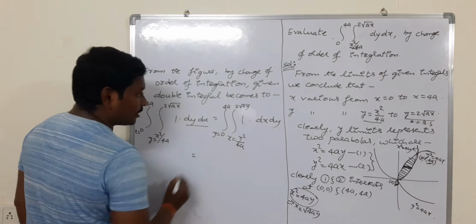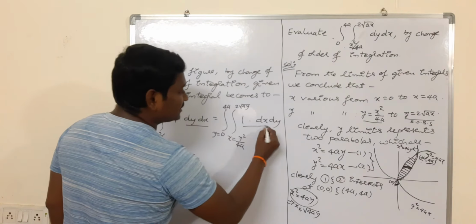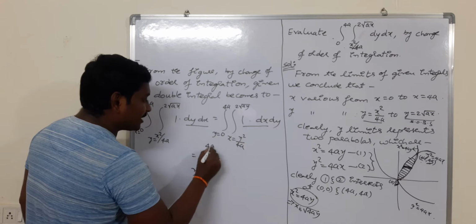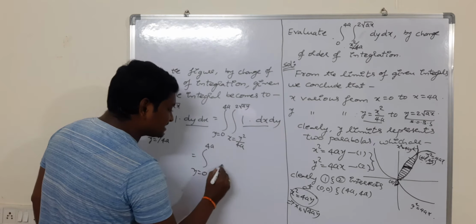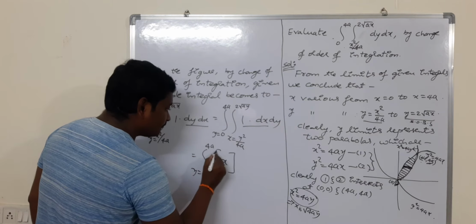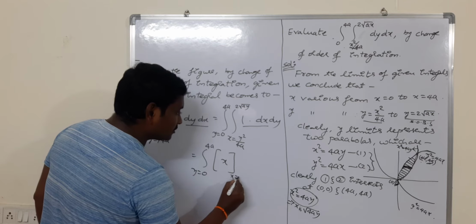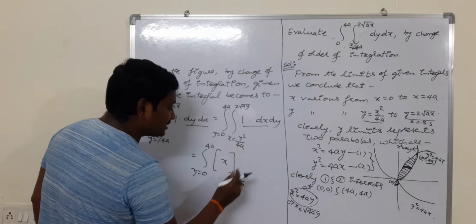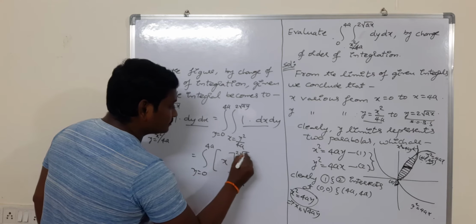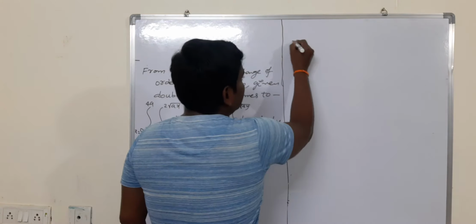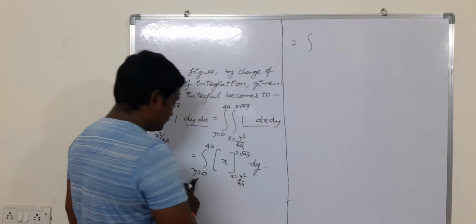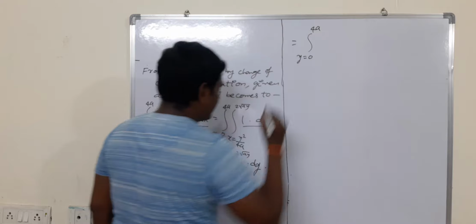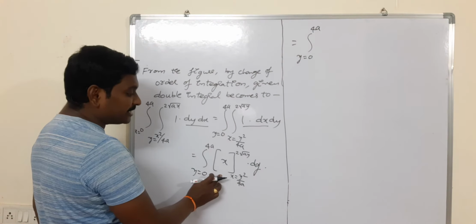Okay, now take the integration first with respect to x. So integral y is equal to 0 to 4a, integral 1 dx is x, within the limits x is equal to y square by 4a to, what is the upper limit? 2 root ay. That is equal to integral y is equal to 0 to 4a. Integration with respect to x is completed.